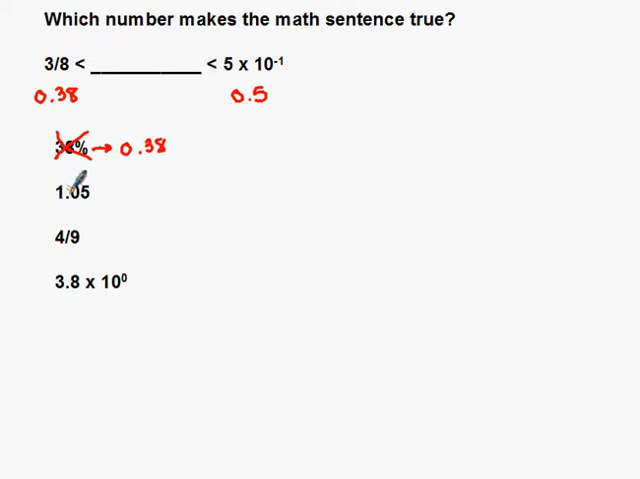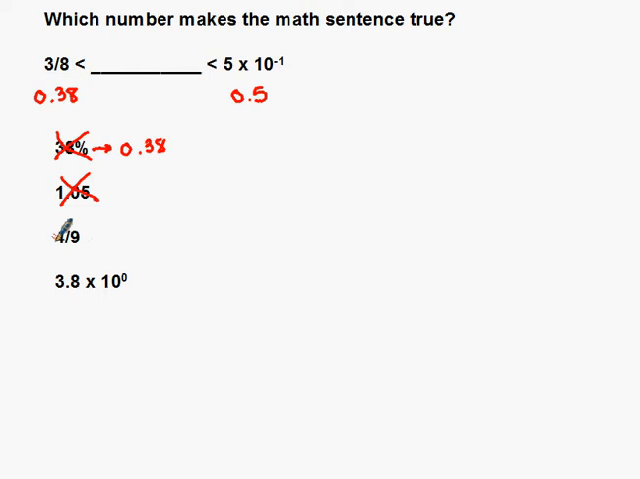Let's try 1.05. Hey, it's already a decimal, so if I were to plug that in, is 0.38 smaller than 1.05? Yes, it is. But is 1.05 smaller than 0.5? No, it's not. It does not lie between these two numbers, so I cannot use that one.